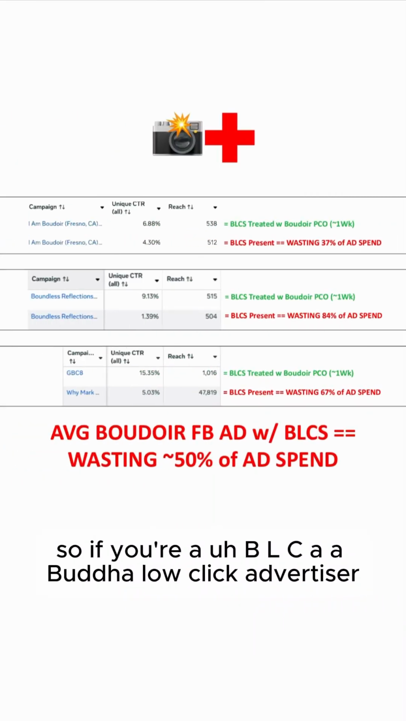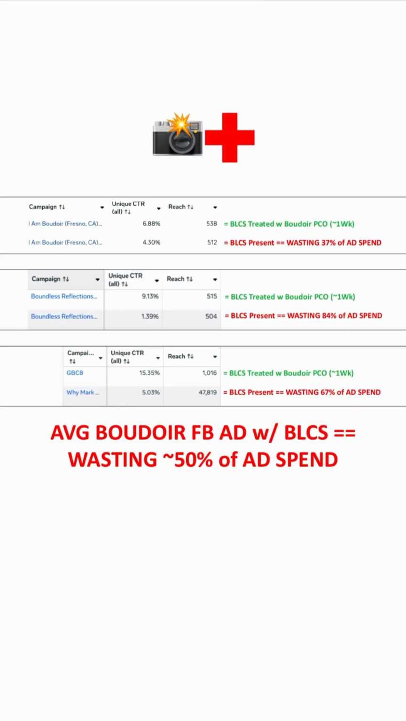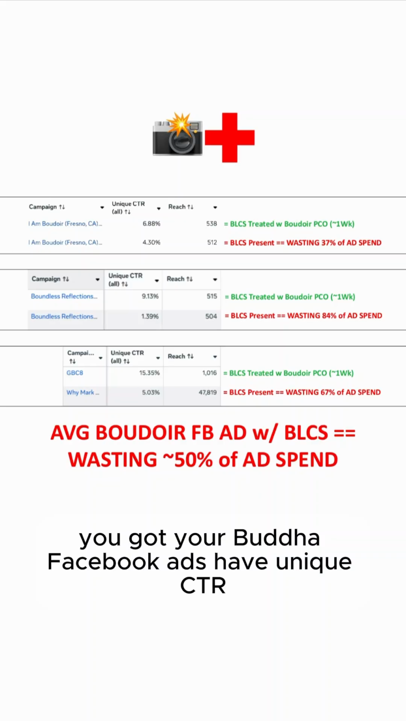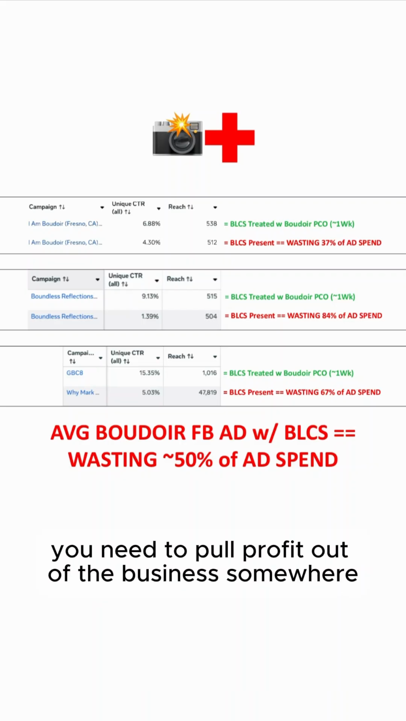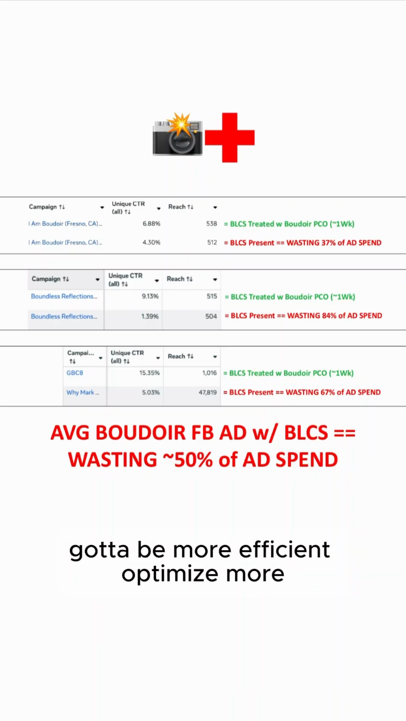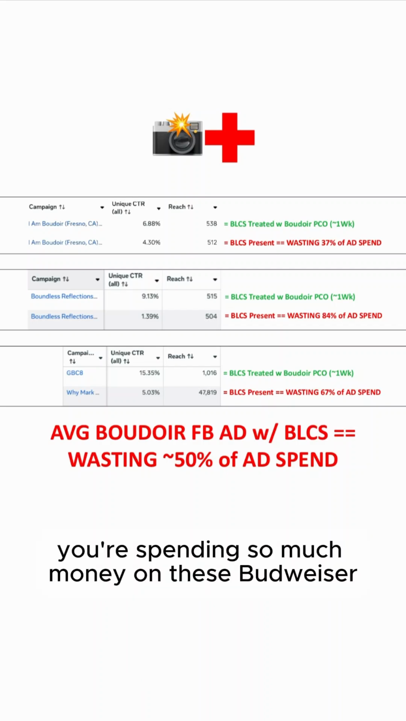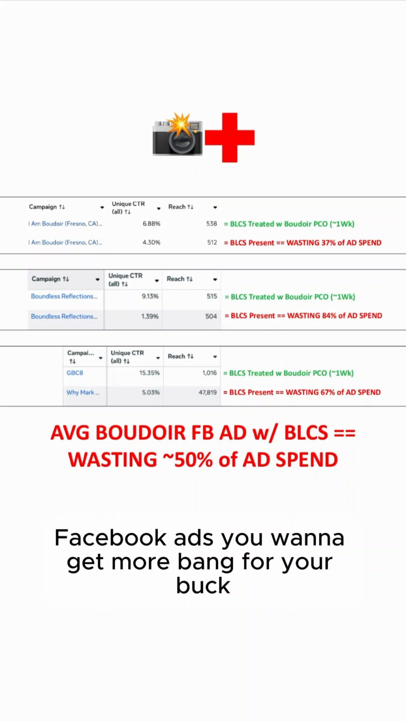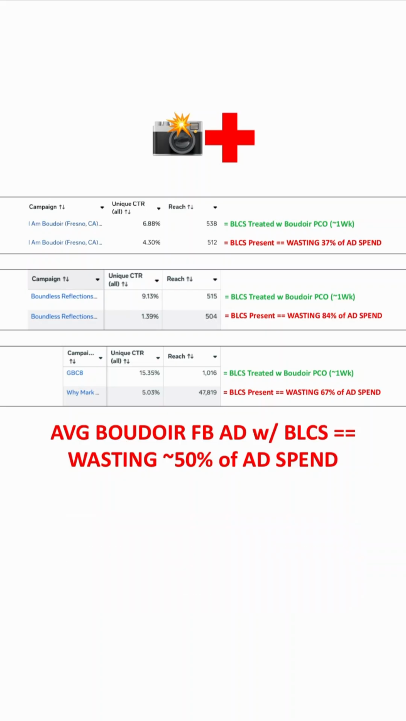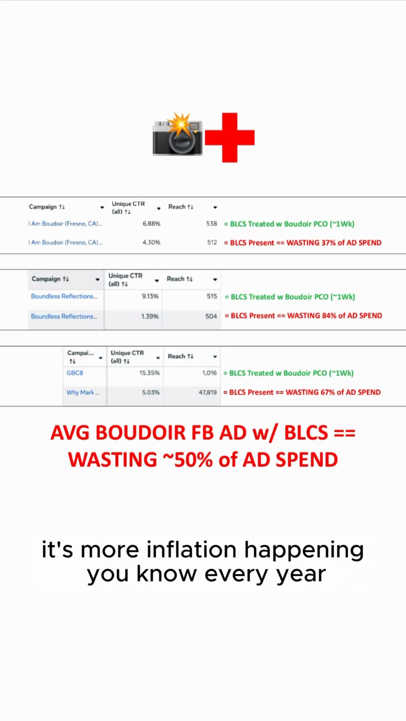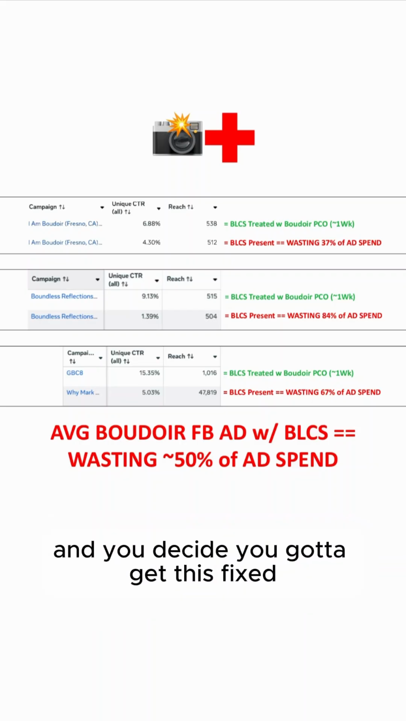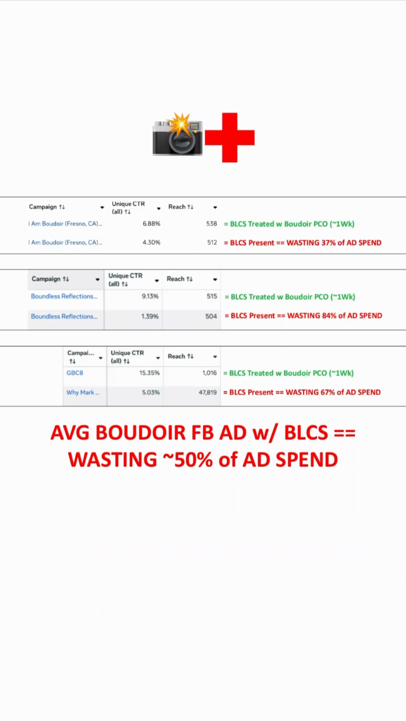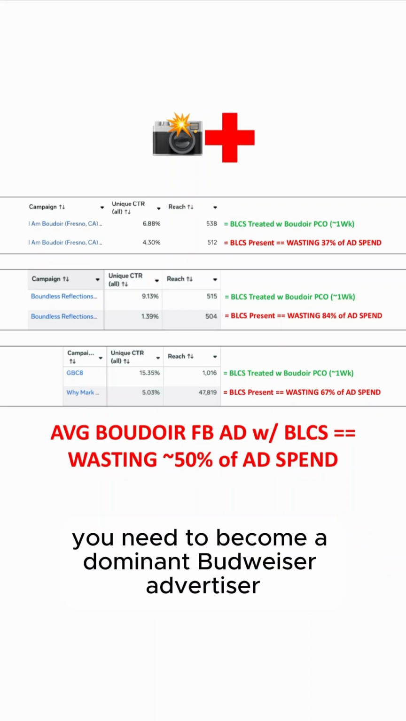So if you're a BLCA, a Boudoir low click advertiser, your Boudoir Facebook ads have unique CTRL under 6%, and you decide you need to pull profit out of the business somewhere. Got to be more efficient, optimize more. You're spending so much money on these Boudoir Facebook ads. You want to get more bang for your buck. There's more inflation happening every year in real life. More Boudoir photographers entering the market, and you're looking for ways to stay competitive. And you decide you gotta get this fixed. You need to become a dominant Boudoir advertiser.